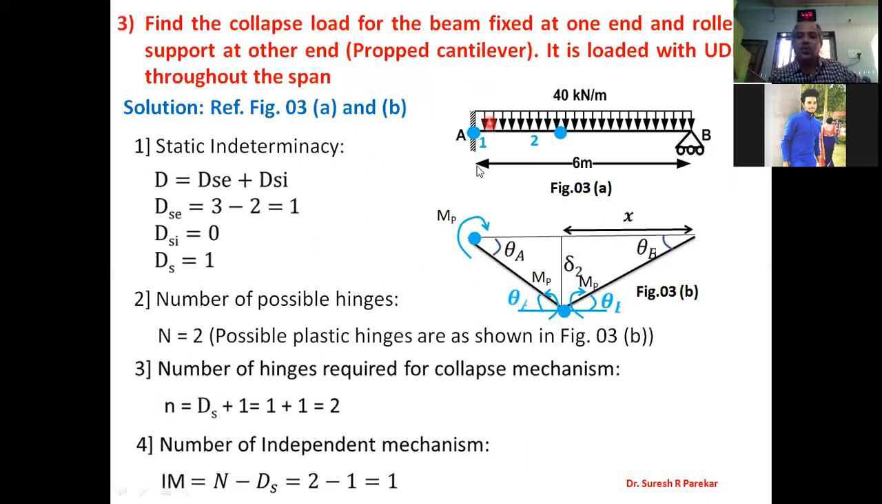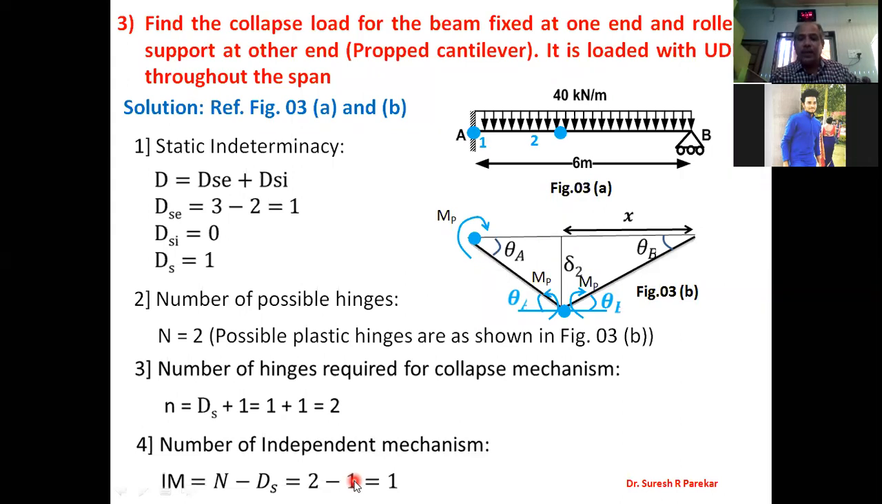So now DS: two reactions at A, one reaction at B. So I have three reactions, three reactions and two equilibrium equations. So DSI is 1, because we have the syllabus of open loop structures. So now the number of possible hinges n equals 2, so we have them at A and in between supports A and B. Number of hinges required is DS plus 1, DS is 1, so 1 plus 1. Number of independent mechanisms is n minus DS. n is 2, DS is 1, so we have 1.